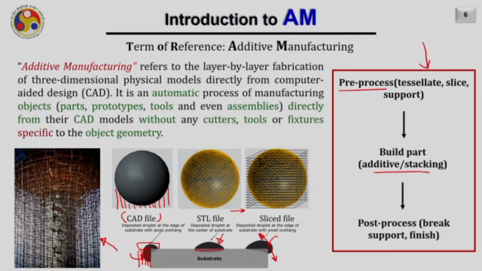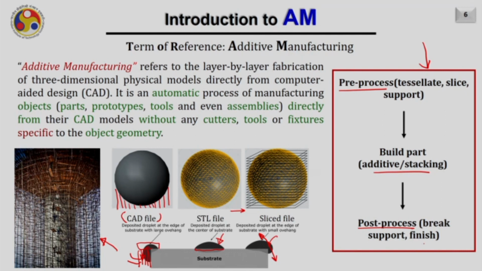There are different methods of realizing the layers. Those are basically classified by ASTM. We will discuss that at the end today. Also, after building or stacking the layers one over another, we go for post-processing. In the post-processing, we first remove this support material because it is not part of the final object. You have to remove this support material after realizing the complete component.